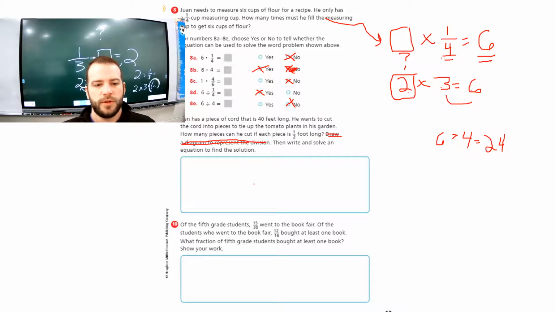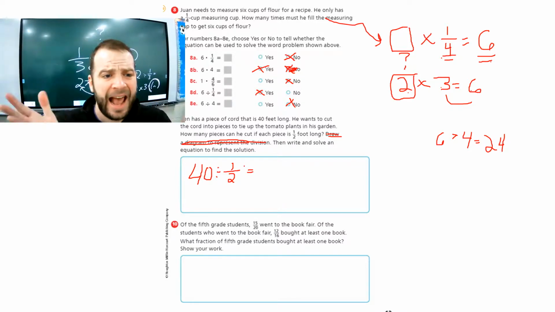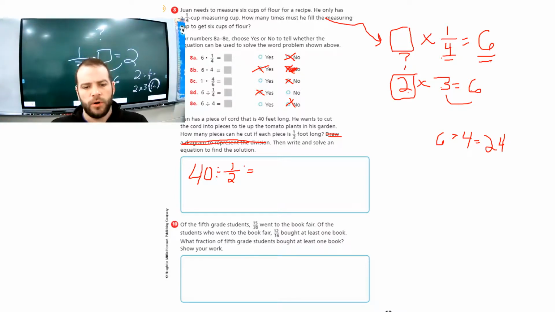But what we can do is, what operation is this going to be? Well, we have a 40-foot long cord, and we're going to make as many halves as possible. So that is going to be 40 divided into halves, making groups of halves. I know it's weird that division is going to make a larger answer, but you only need a half to make a whole, to make a group.